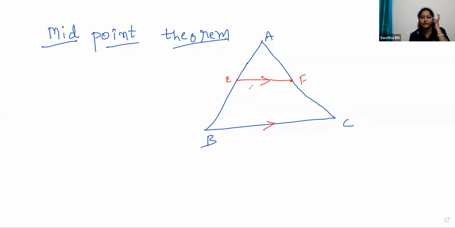So when we join the midpoints of two sides of a triangle, that will be parallel to the third side of the triangle. It is parallel to third side, and it is half of the base. Got it? EF is half of the base. It is parallel and half of the base. This is what midpoint theorem is, children. Based on this, you will have sums in triangle chapter. Did you understand this? We have just taken midpoints of two sides, and it is parallel to third side and half of the third side. That's it.